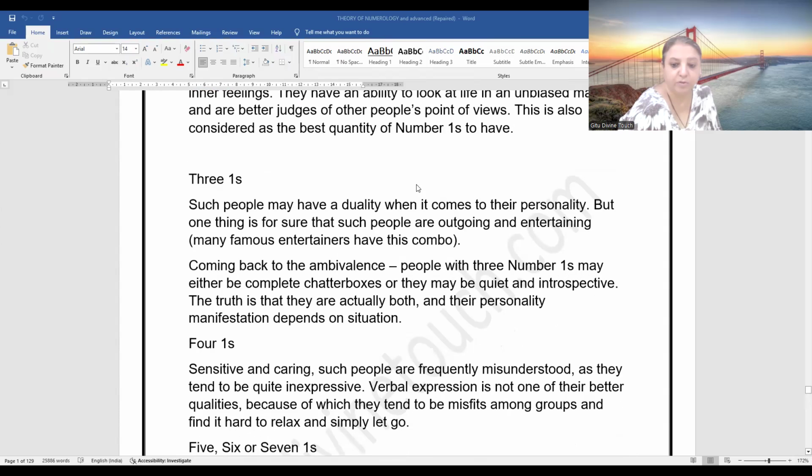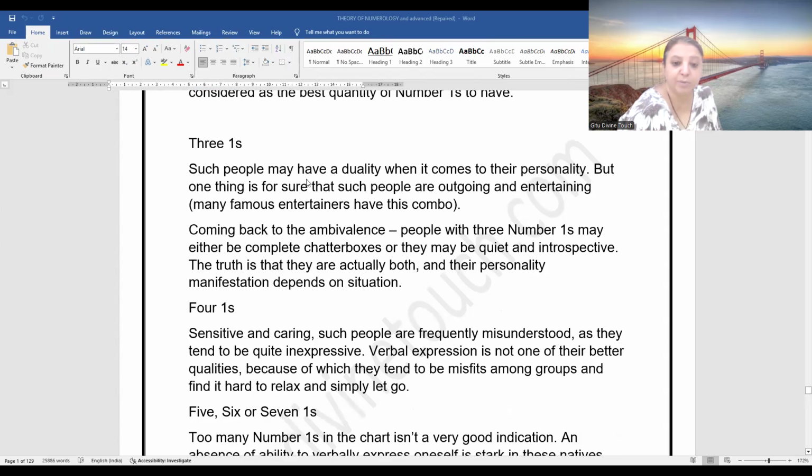Three ones. Such people may have a duality when it comes to their personality. One thing is for sure, such people are outgoing and entertaining. Coming back to ambivalence, people with three number ones may either be complete chatterboxes or quite introspective. We had discussed that three is a Jupiter quality, so three people are extremists. One is connected with communication here. Either they will be chatterboxes or they will be introspective. The truth is that they are actually both, and their personality manifestation depends on the situation.